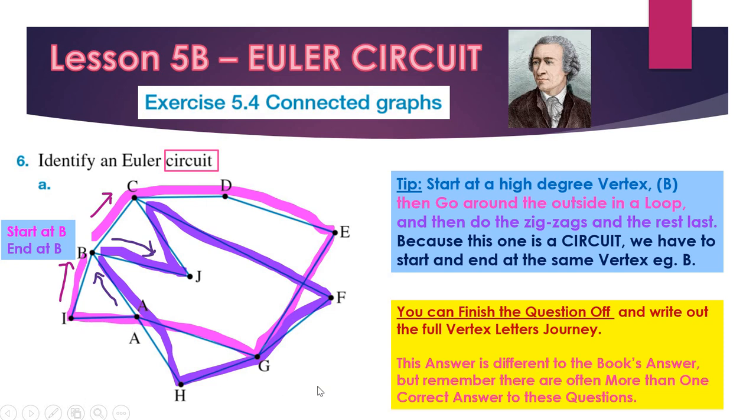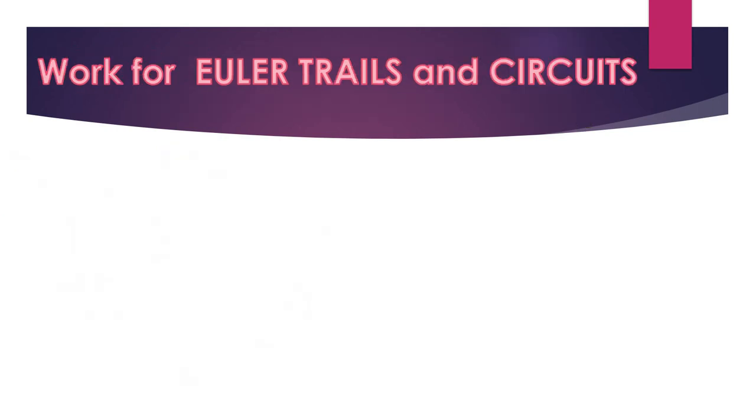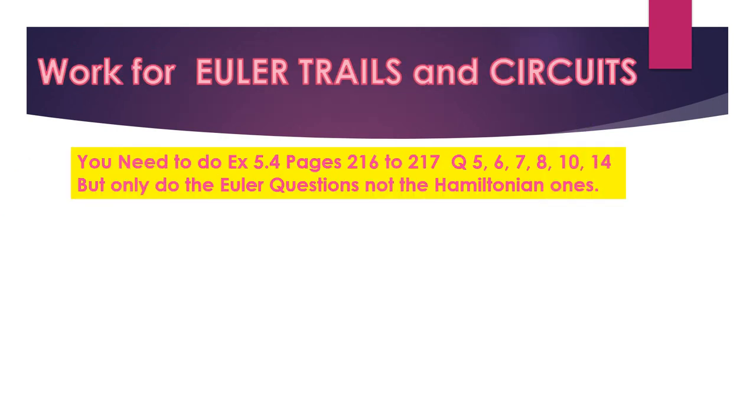Now, our answer is different to the book's answer. Remember, there's often more than one answer to these questions, all right? So if you want to look at the book's question, try and trace that out and prove it's a circuit, that is fine. Now, you need to do exercise 5.4, page 216 to 217.